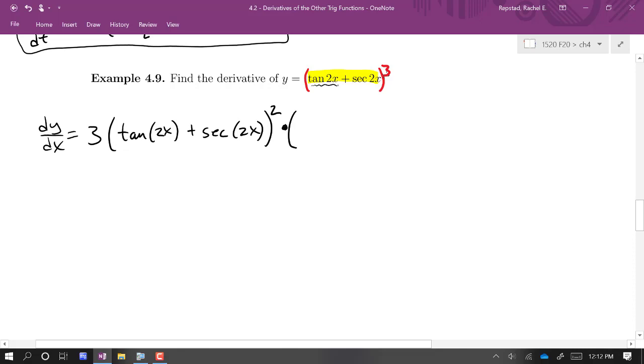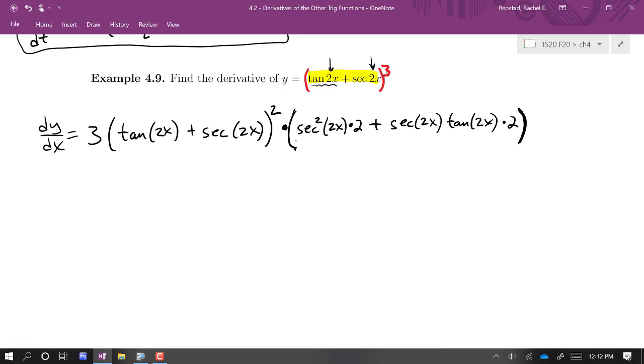The derivative of tan 2x, that is secant squared 2x times 2, because that has its own chain rule going on, and then plus the derivative of secant 2x, that would be secant 2x tan 2x times 2 again, because that has its own chain rule going on. And then that finishes out our first phase of this problem. We have taken the derivative. The expression we have here is in fact equal to the derivative. It's just not simplified, and we can't stop here.